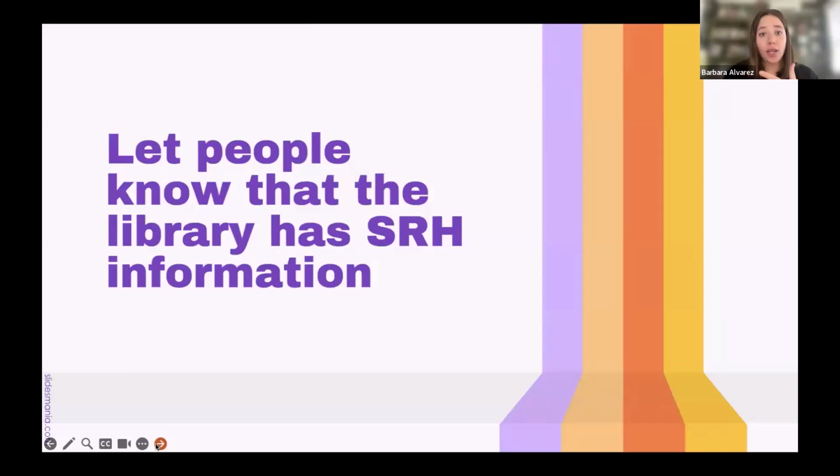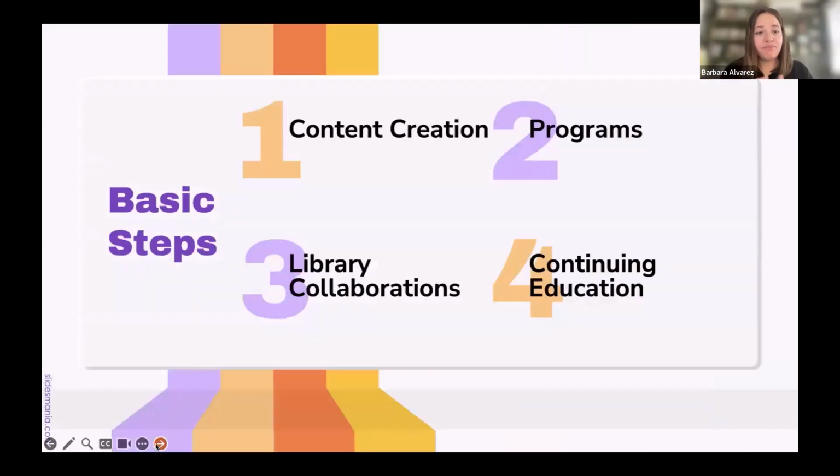As we were just talking about, with the collection and with reference, it's really important that we let people know that the library has sexual and reproductive health information, because more often than not, people are not going to come to the library thinking that we have this information, unless maybe you're a medical library. For the most part, people might not think that the library has this information available or that they are allowed to access this information.